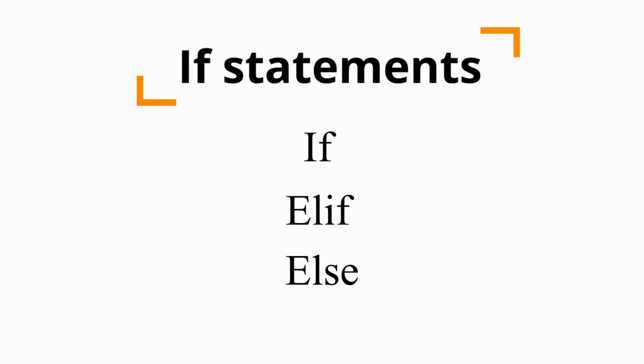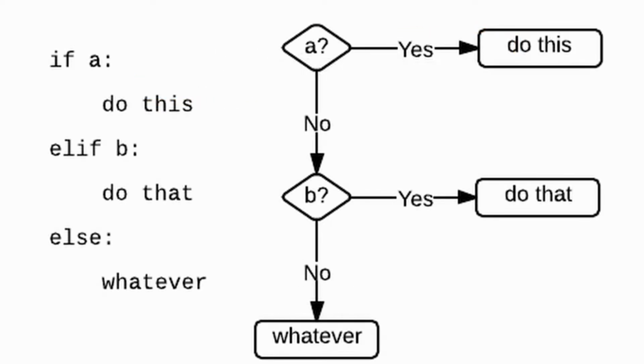These three statements consist of what we can ask the computer to do if a certain condition is true. Simply put, if A is true, then we do this, and then we skip B and else. Otherwise, if A is false and B is true, then we do that. If both A and B are false, then we do whatever else.